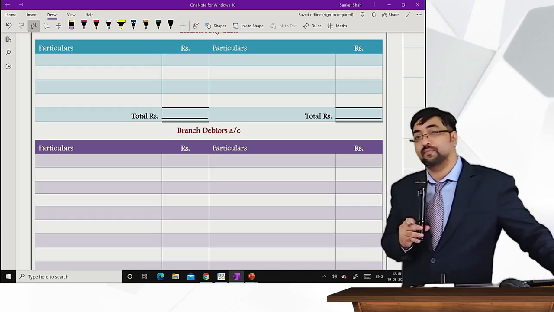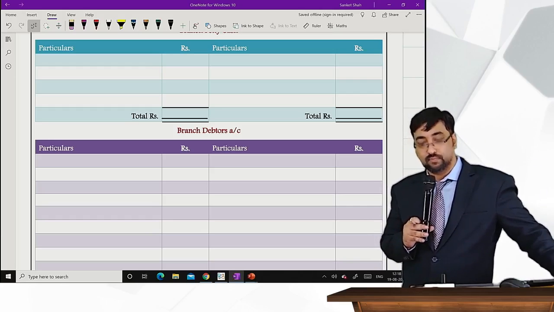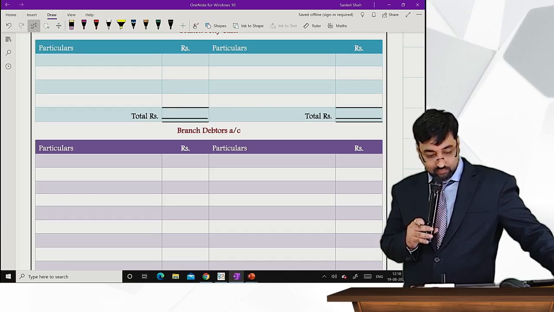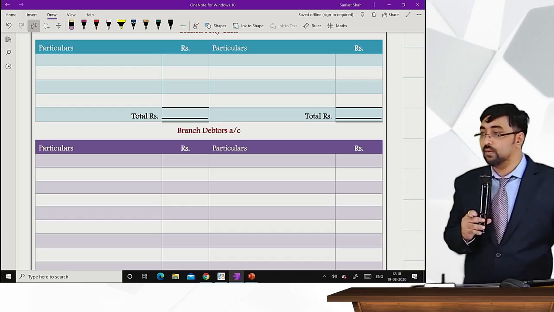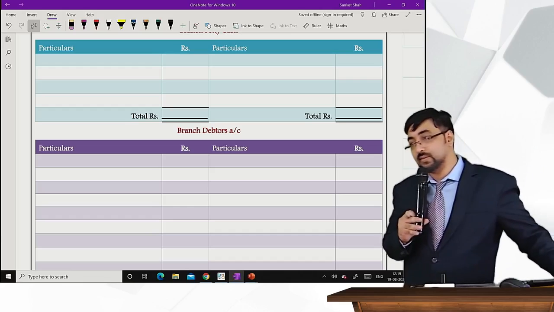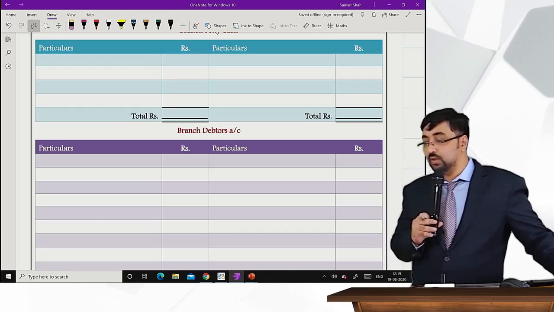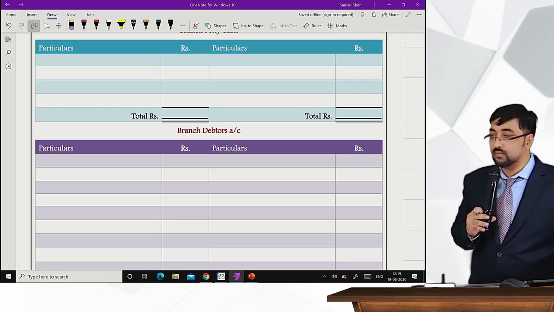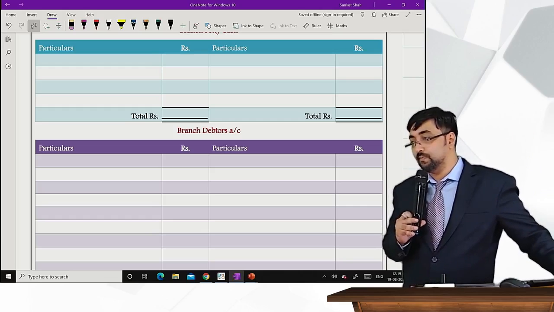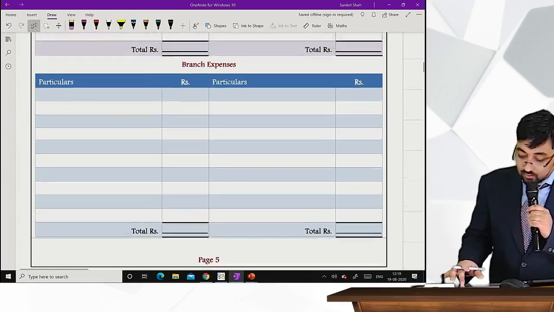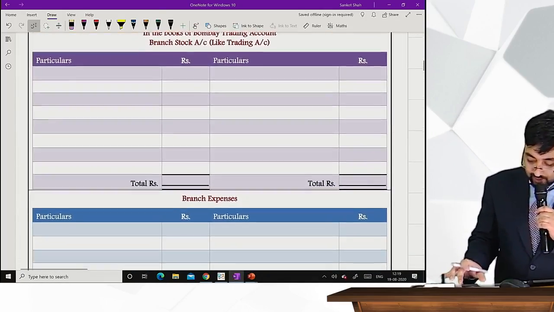Okay. Now let's start. Draw fast. I'm waiting for you. Vertical lines only, no horizontal lines. Okay, we'll start. First step is to write opening balances.